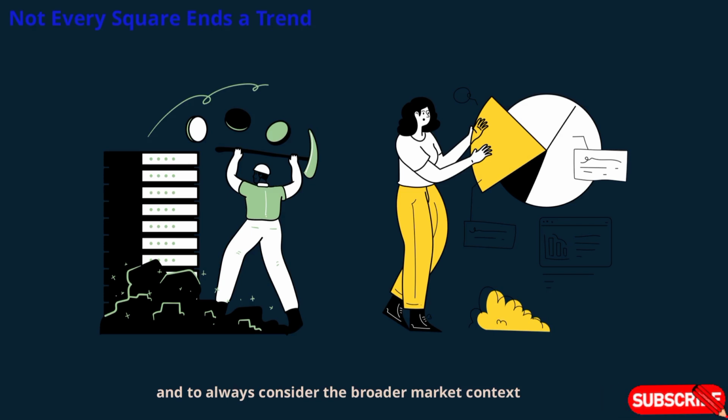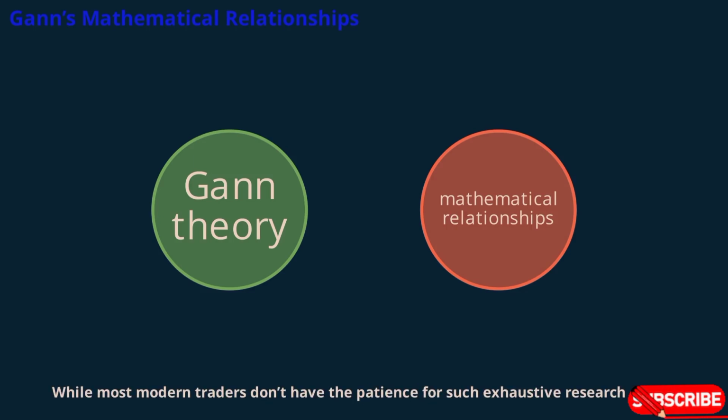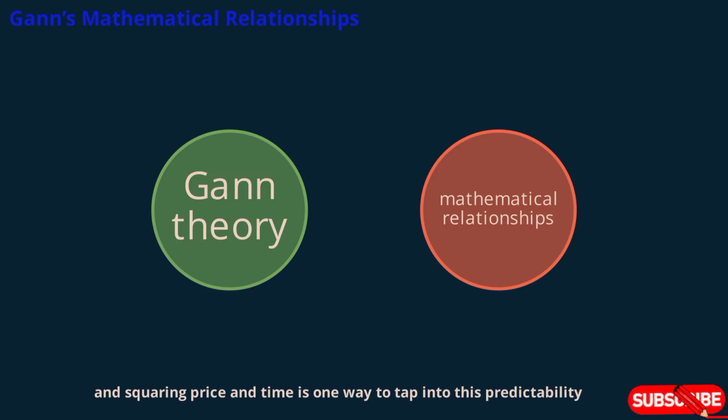broader market context. Gann, the legendary trader, believed that every market high and low was mathematically related to at least one other high or low, and often several. He used long-term charts, sometimes spanning a century, to uncover these relationships. While most modern traders don't have the patience for such exhaustive research, the principle remains valuable. Markets move in mathematically predictable ways, and squaring price and time is one way to tap into this predictability.